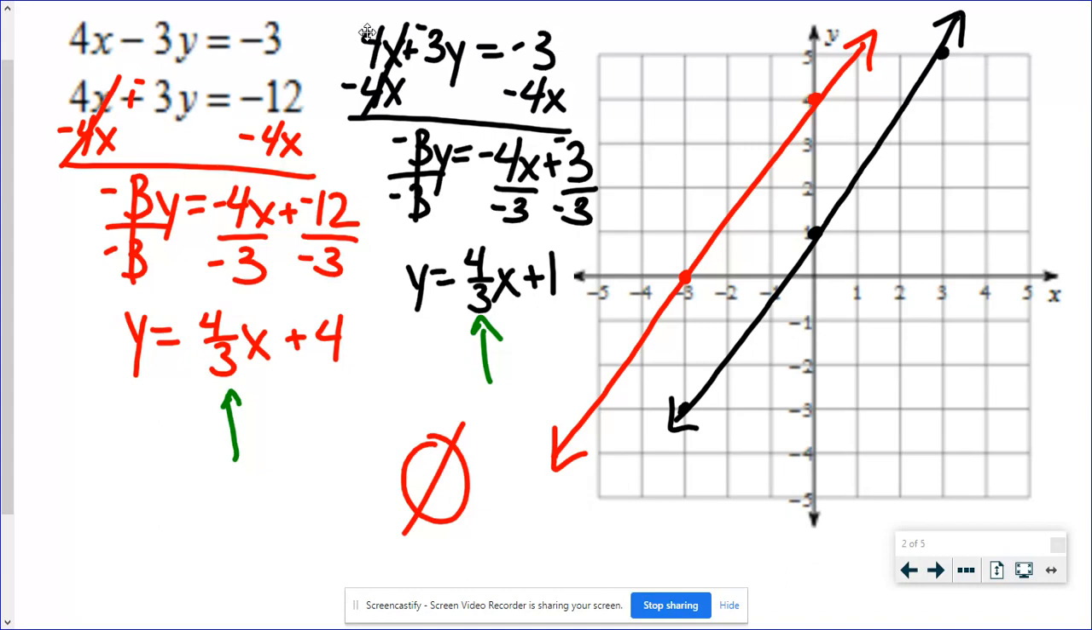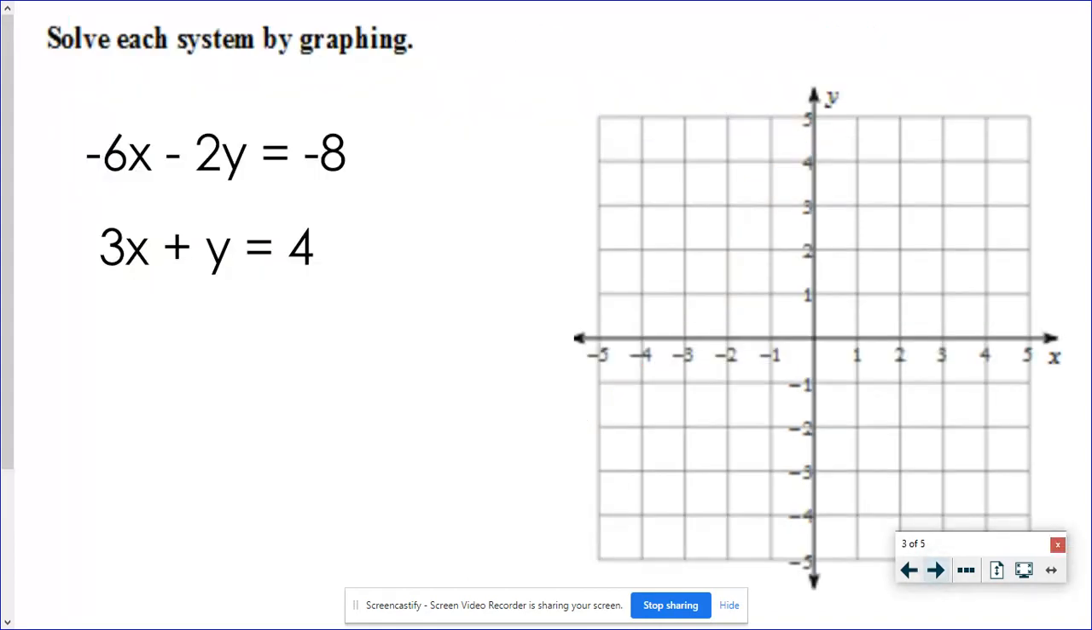If you've got parallel lines, they never cross. And remember the point that they cross at, that's what we're looking for. That's our solution.